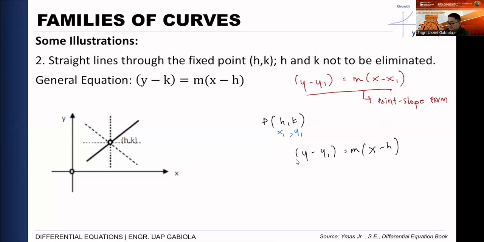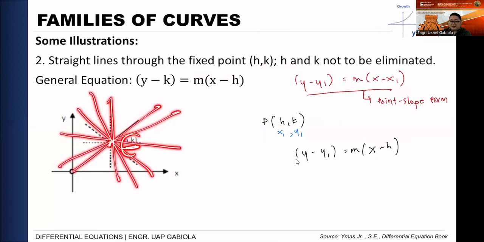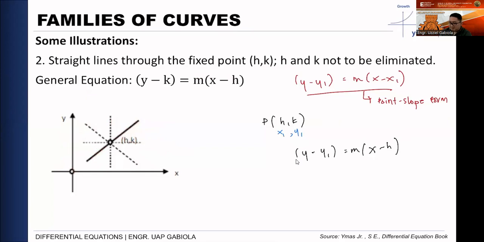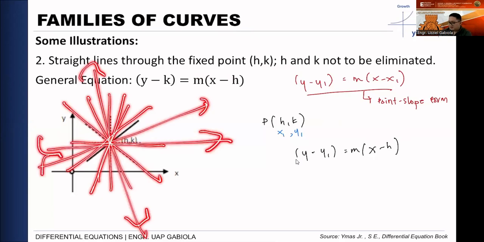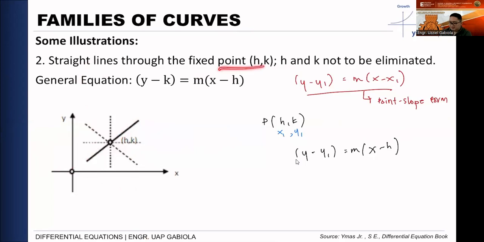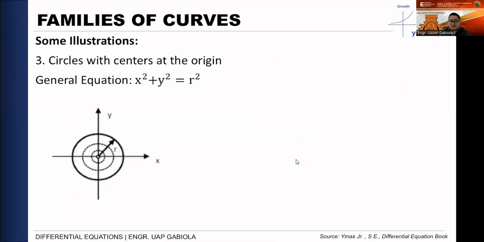Okay? So, ngayon, pag nakuha mo na siya, ang ibig sabihin niya, from the point na to, ito yung point HK natin, any line na magpapass through sa kanya, ayan yung families of curves natin. O families of lines na magpapass through sa fixed point na yon, na magkakaiba lang ng slope or orientation. So, kahit gaano kahaba yung line na yan, gaano ka steep, as long as nagpa-pass through siya dun sa ating fixed point, kasama siya sa families of curves natin. Okay? Another one is circles with centers at the origin.